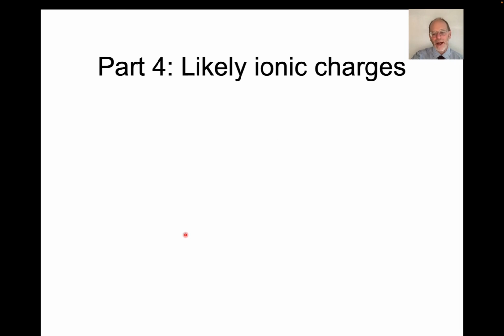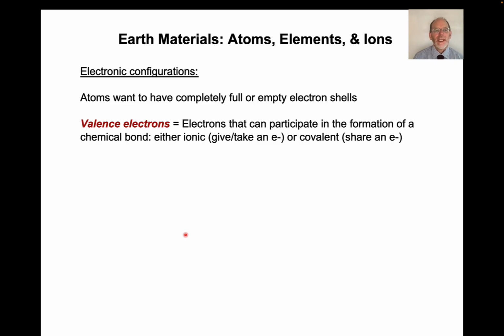Now let's talk about ions, because that's really what we deal with most in the earth sciences. In general, atoms want to have completely filled or empty electron shells. We refer to valence electrons, and these are the electrons that can participate in the formation of a chemical bond, either ionic, they can give or take an electron, or covalent bonds where they can share an electron. We'll talk more about bonds in a later lecture.